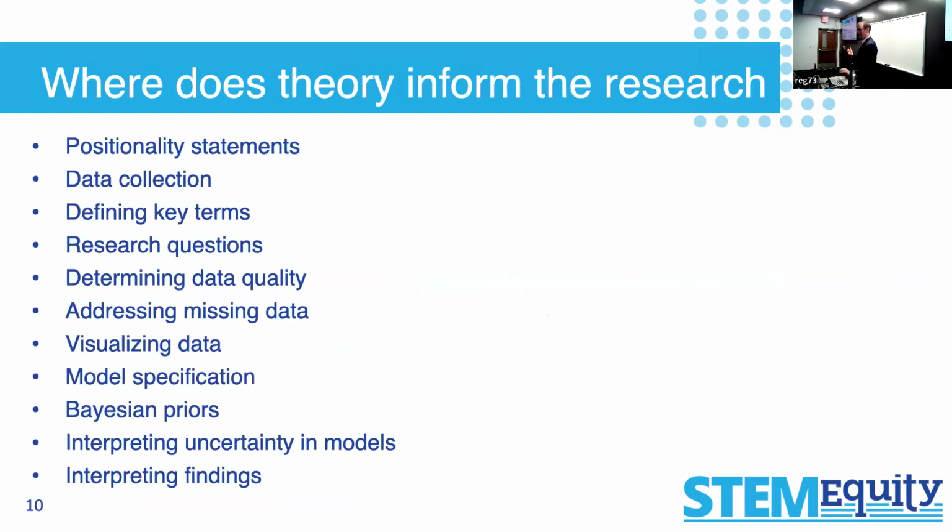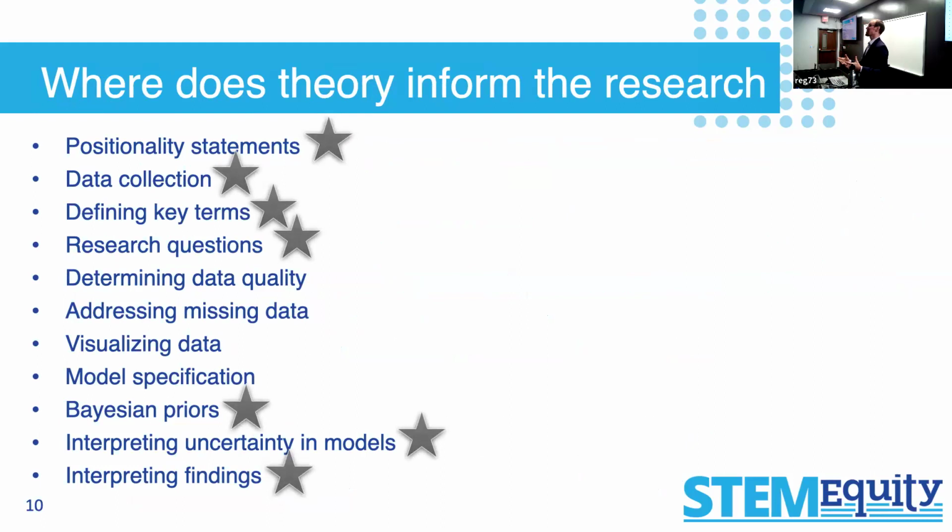So where does theory inform research? Here's a bunch of different methods, all of which I can explicitly point to critical theory, QuantCrit, and our tenets and how they inform. We're not going to have time today to talk about all of them. I do have slides for all of them. We're going to cover about half of them today, so we also have time to look at the findings.